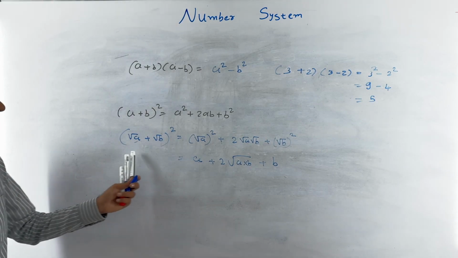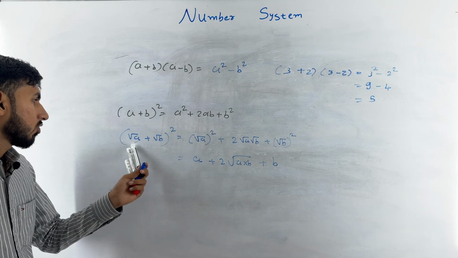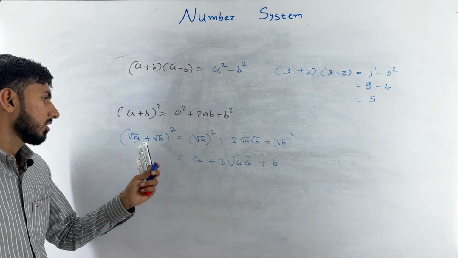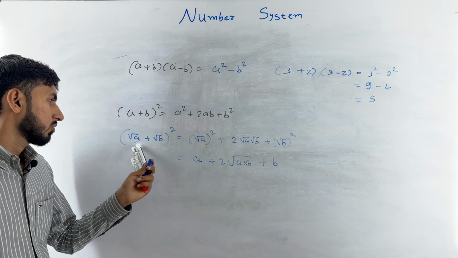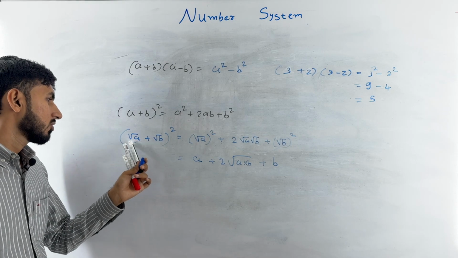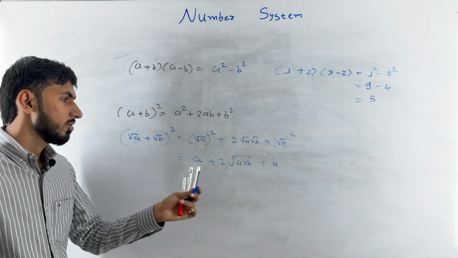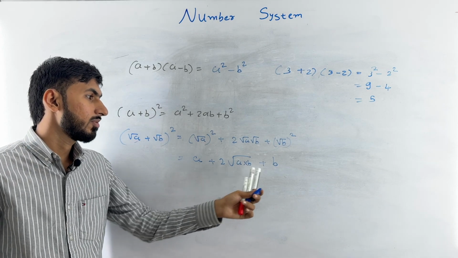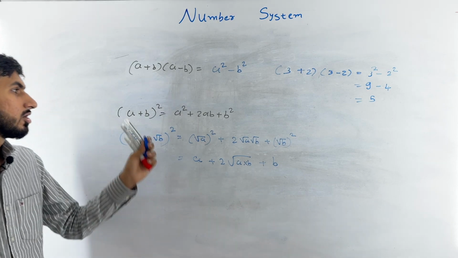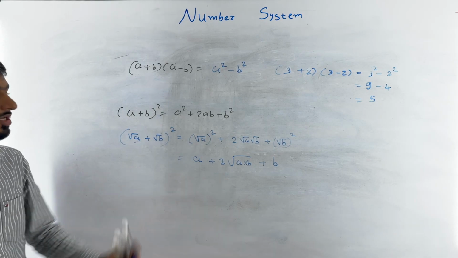So you don't have to remember it specially. The square of (square root of a plus square root of b) is a plus 2 square root of a multiply b plus b, right? If you know this, you can easily get this.